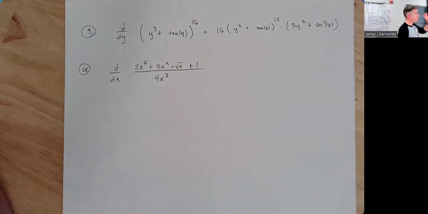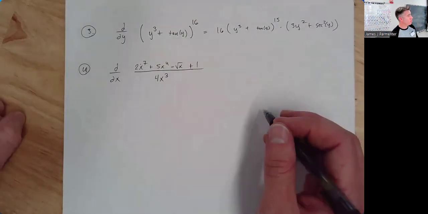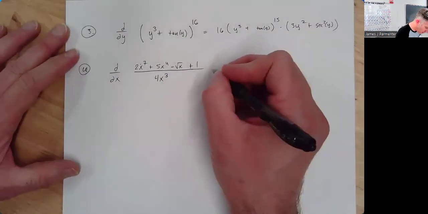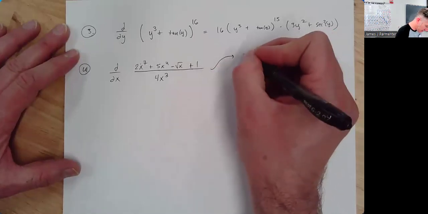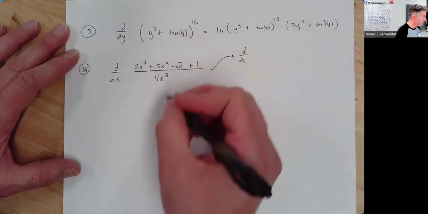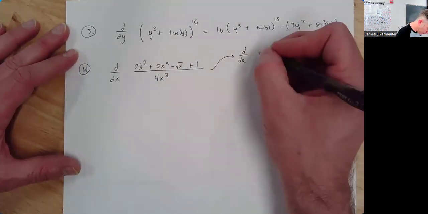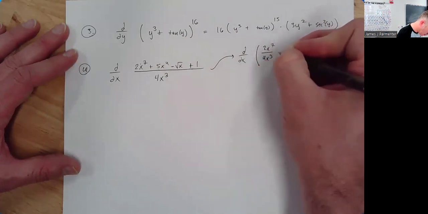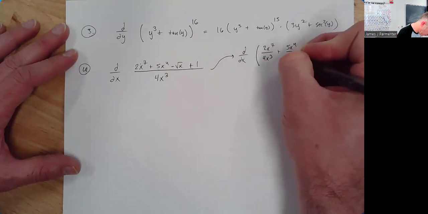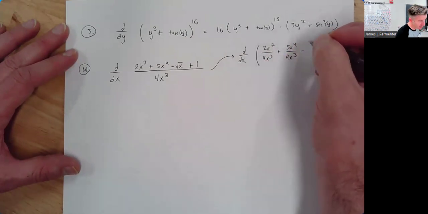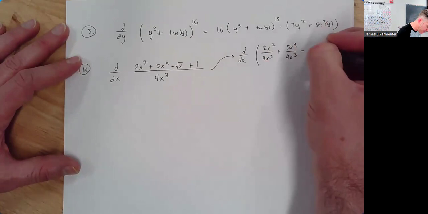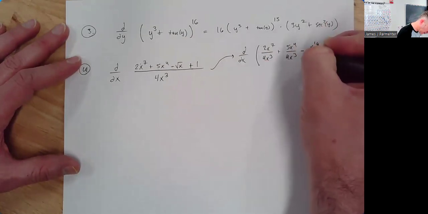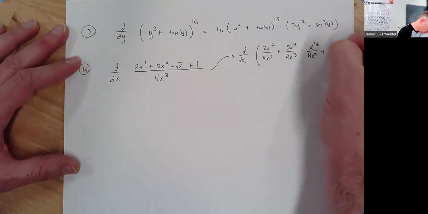You still only have a single term in the denominator because there's only one thing not added to or subtracted from other things. And if this is the case, you should totally rewrite it. There's two schools of thought in how you do this. One way is to rewrite it as each term divided by 4x cubed. So I've got 2x to the 7th divided by 4x cubed plus 5x to the 4th divided by 4x cubed minus, instead of writing the square root of x, let's write x to the 1/2 divided by 4x cubed plus 1 divided by 4x cubed.